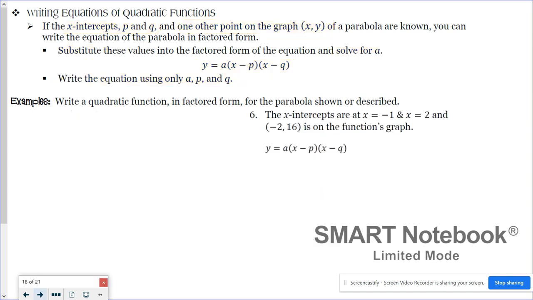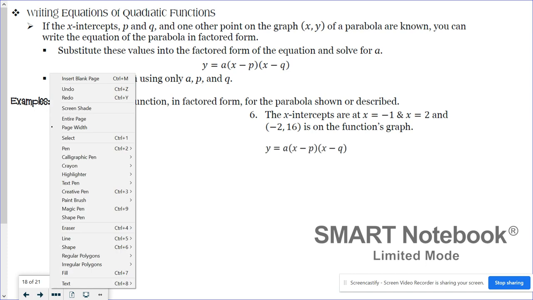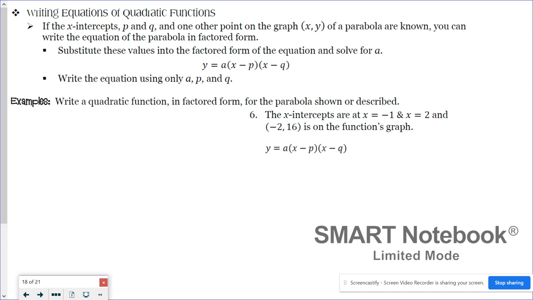Let's try it one more time. So this time, we don't have the graph. They're giving me words. They say the x-intercepts are -1 and +2, and the point (-2, 16) is on the graph. So once again, those x-intercepts are your p's and q's. And then this one other point is your x, y. You're going to substitute those in.